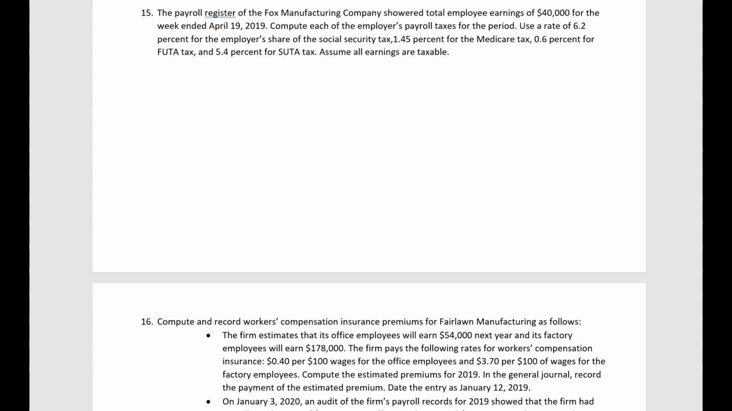Okay, the payroll register, number 15. The payroll register for Fox Manufacturing Company showed total employee earnings of $40,000 for the week, and they have Social Security and Medicare and FUTA. Assume all items are taxable. Social Security is going to be the $40,000 times the rate.